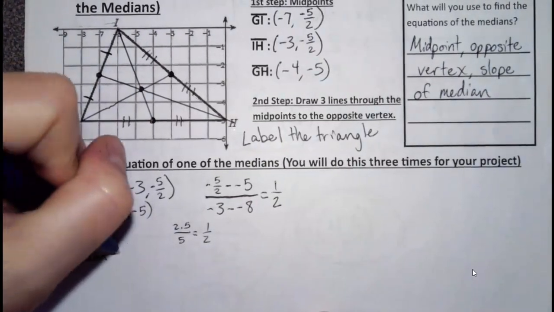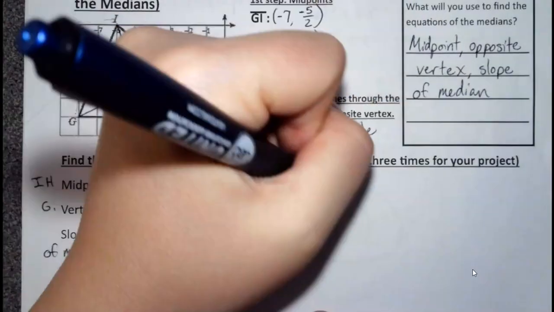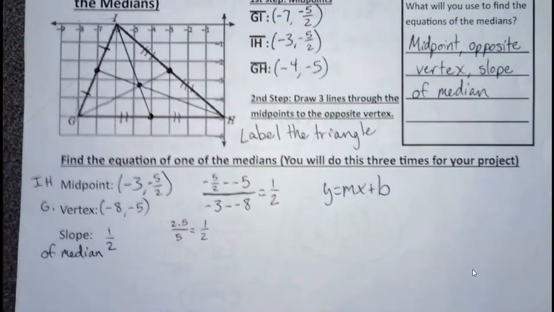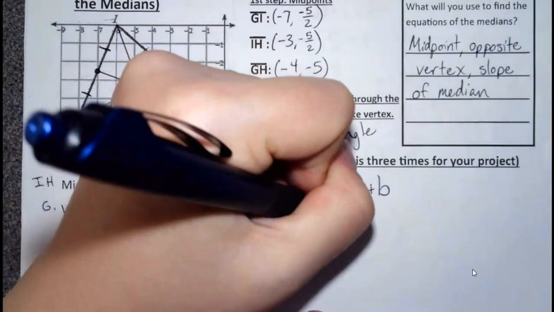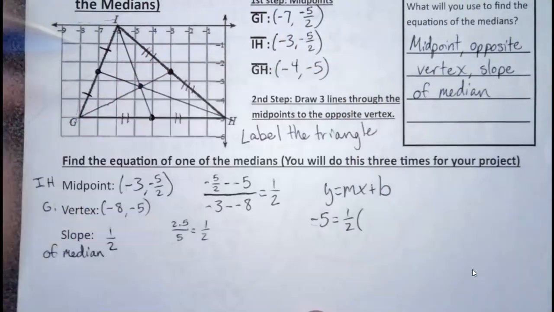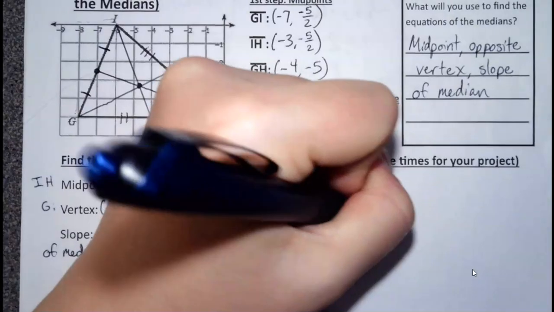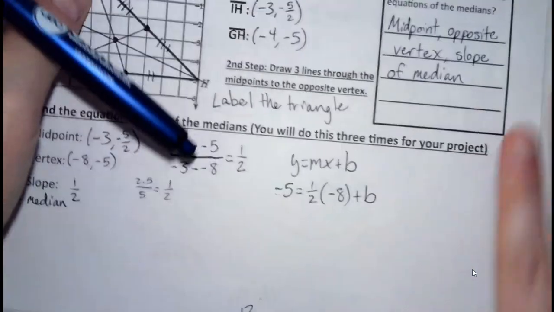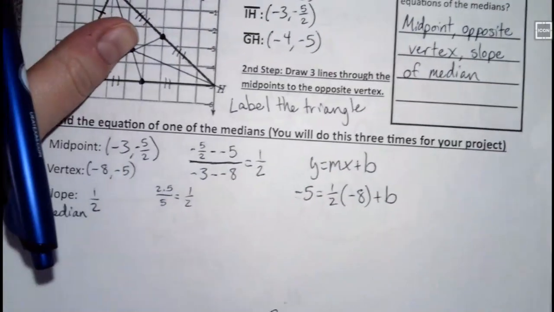Great. So I have my slope and my median, and now I just need to pick a point and plug it into y equals mx plus b form. So -5 equals 1/2 times -8 plus b. We did this a lot in Unit 4. Here we are again. We're going to solve for b.